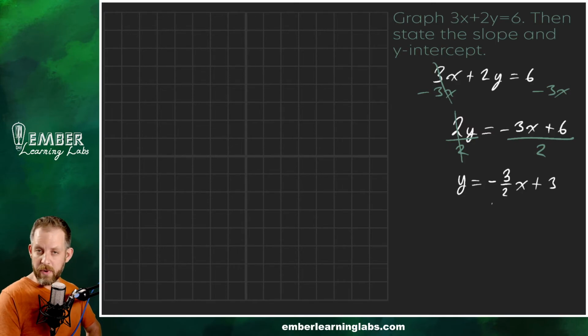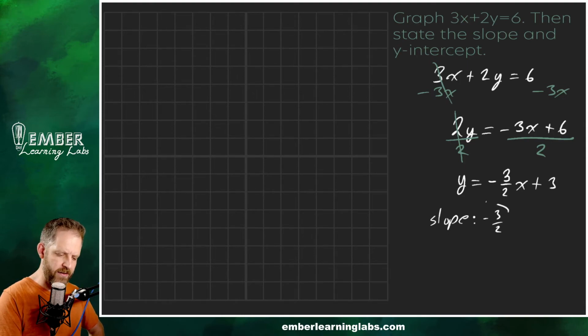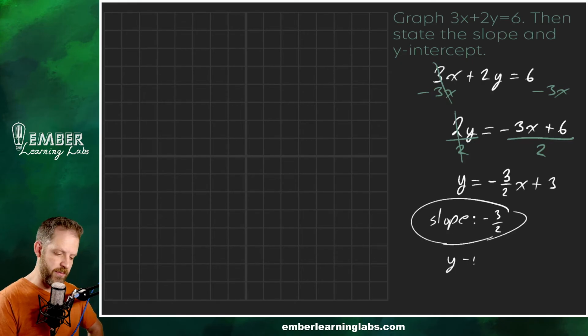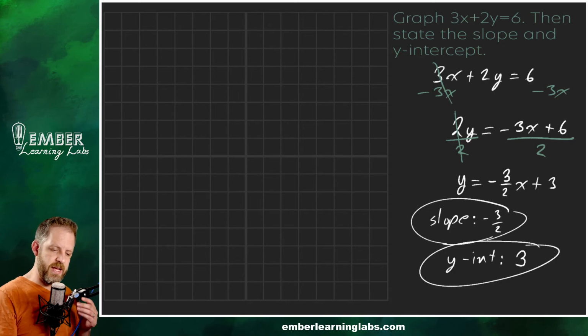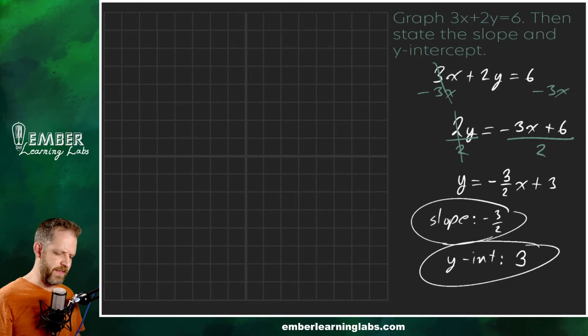So the slope of this line, I'm going to answer this a little bit backwards. The slope of this line is the m part, the one next to the x, so it is negative 3 halves. And the y-intercept is the b part, so it's 3. Okay, so there are those bits and pieces. Let's graph the thing.